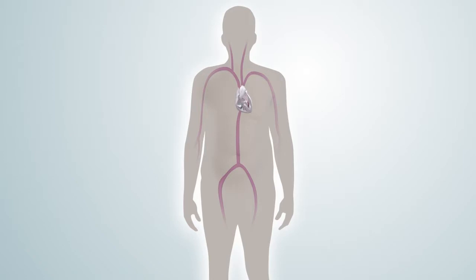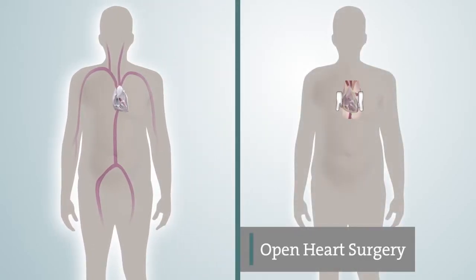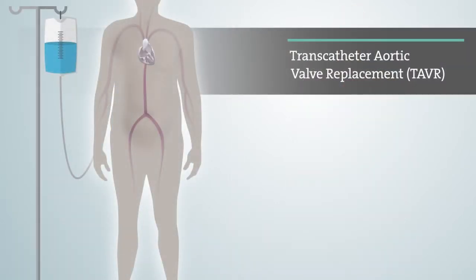The only effective treatment for severe aortic stenosis is to have your aortic valve replaced. Today, there are 2 options for replacement: open heart surgery or less invasive transcatheter aortic valve replacement, also known as TAVR. During the TAVR procedure, you may be placed under anesthesia.